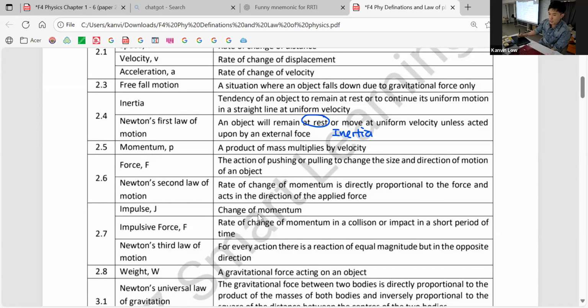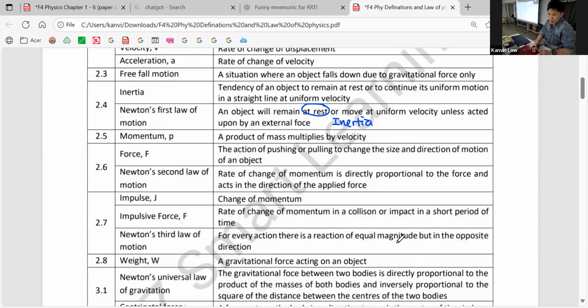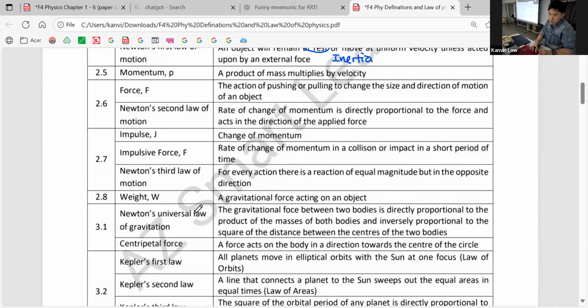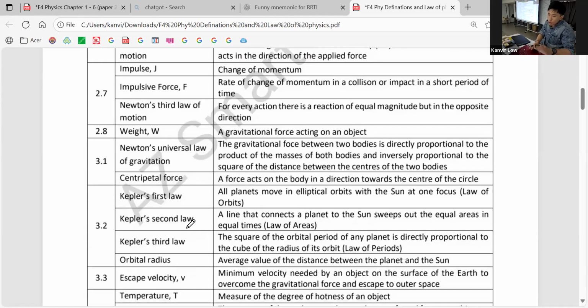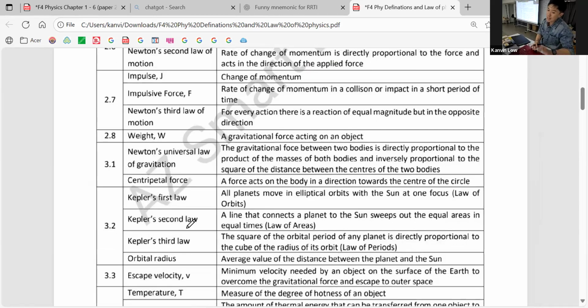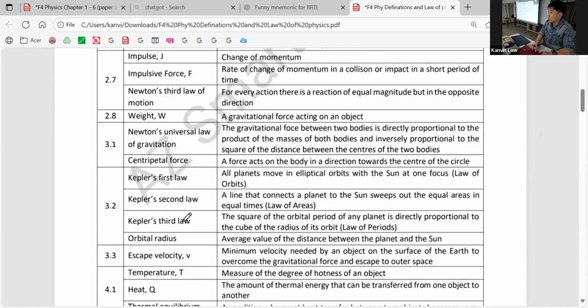So you know this one is something to do with force, and this one is something like mv minus mu over t. I believe this one should be impulse, the rate of change of momentum. This is impulsive force. Okay, and then after that, the third law. Then Newton's universal law of gravitation, this one is for chapter 3. Guys, remember all the laws in chapter 3; they may ask Kepler's first, second, and third law.